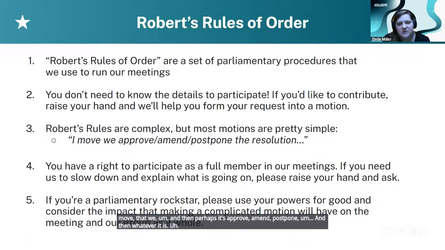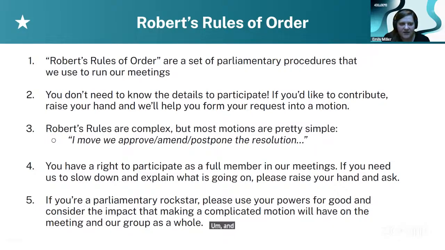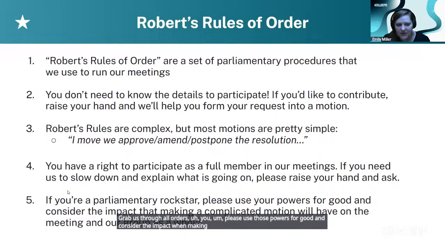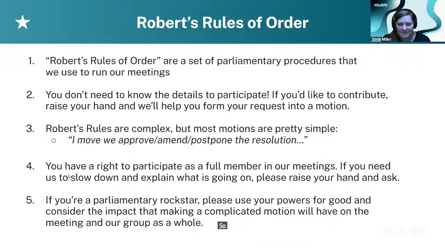And you have the right to participate as a full member in our meetings. And if you need us to slow down and explain what's going on, please don't hesitate to ask. And if you are just the very best at Robert's Rules of Order, please use those powers for good and consider the impact when making a complicated motion because, as I said before, we all have a responsibility to have this meeting end on time. So just keep that in mind.